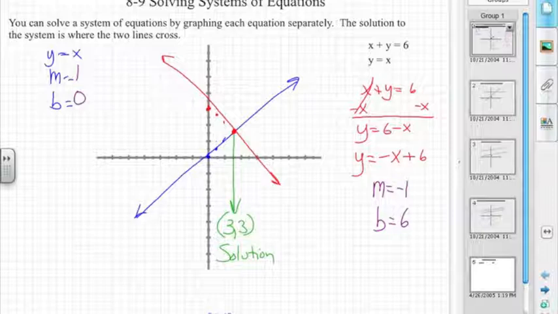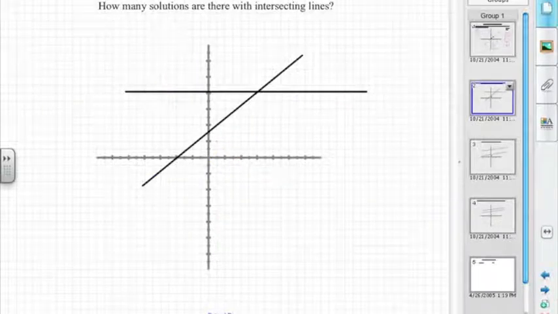But first, I want to explore what happens with the solutions to systems of equations. Here, how many solutions are there with a pair of intersecting lines? We have one line with a positive slope from left to right, and it intersects with a horizontal line. How many solutions does this system of equations have? It has one.